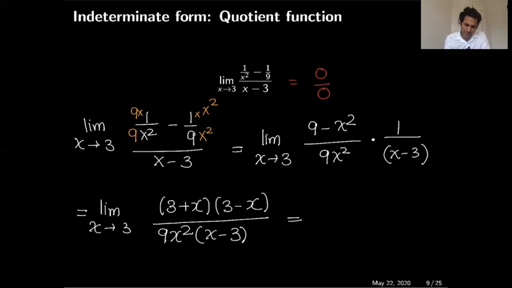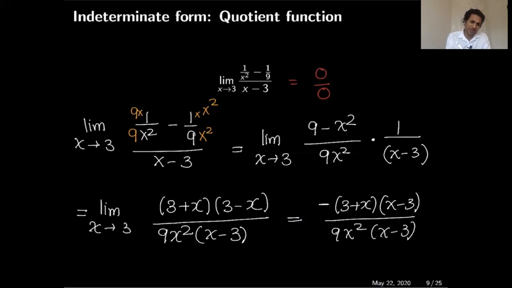So you see x minus 3 is a problematic factor in the denominator, which we would like to cancel. But here is a 3 minus x, not exactly x minus 3. So in order to make x minus 3, I will pull out the negative sign from that factor and it will become x minus 3. And now we have 9x square times x minus 3, so this factor will cancel out.